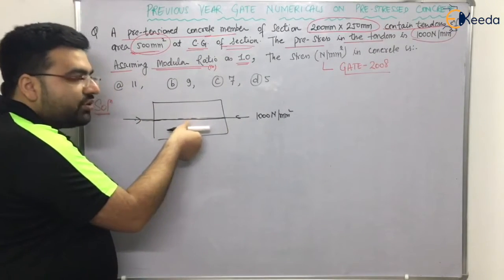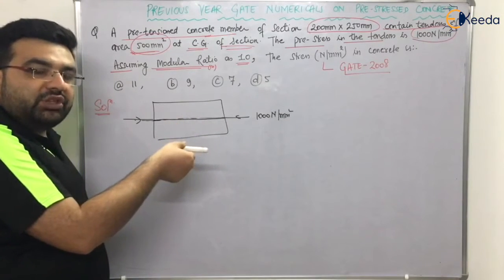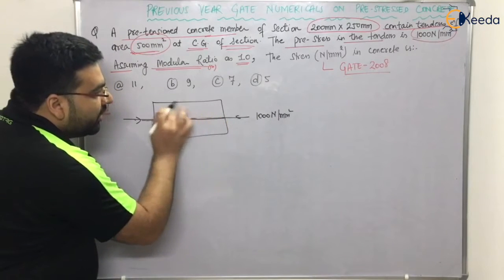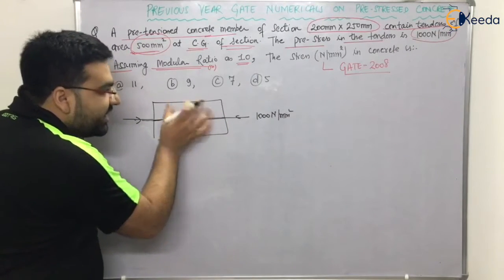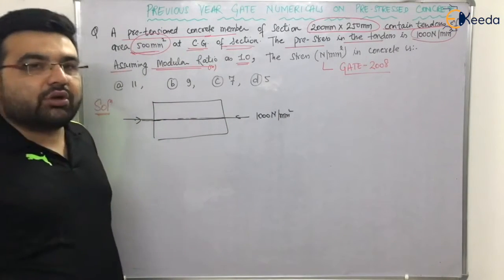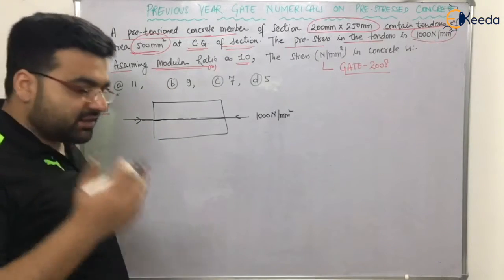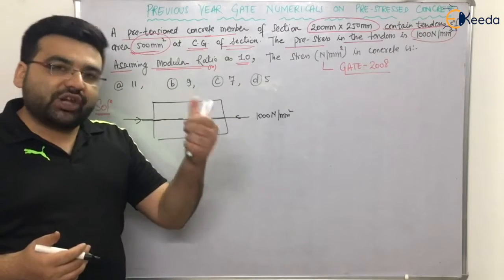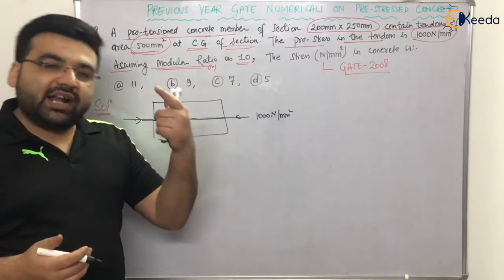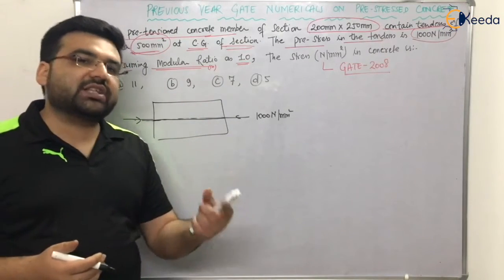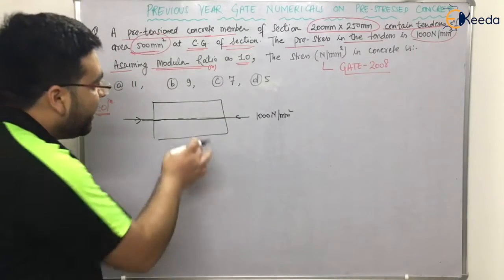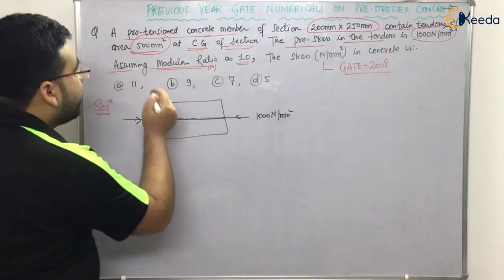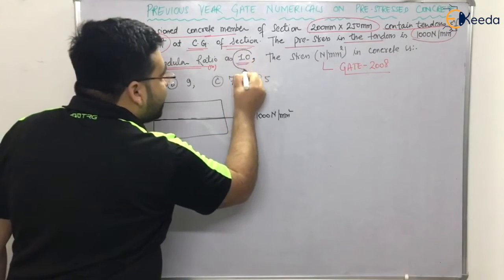When they come back to their original position, do you think the whole 1000 Newton per mm square stress will be transferred to the concrete? No, there will be some losses. The losses we have discussed in the pre-stress losses: shrinkage losses, elastic shortening losses and other losses, friction losses also. But here no such data is given. Only one data is given, that is modular ratio as 10.